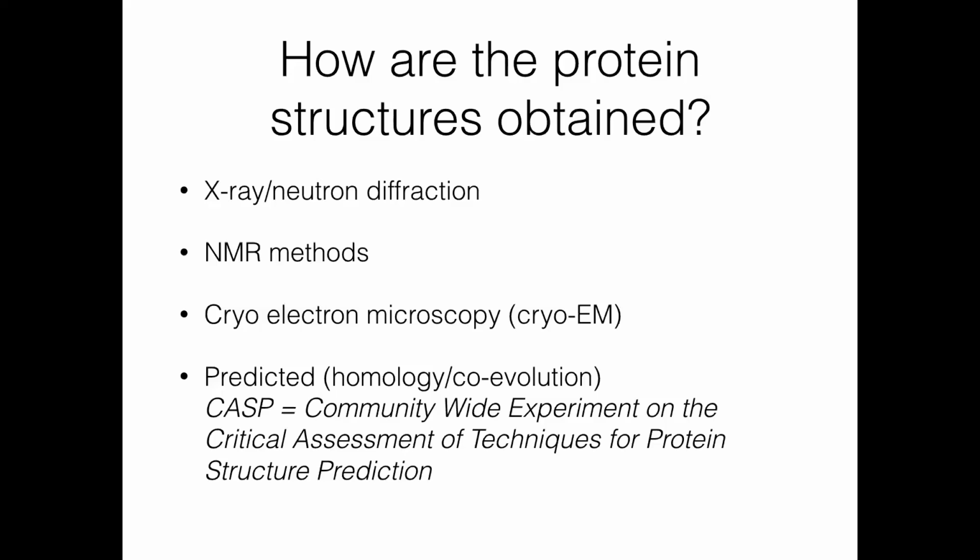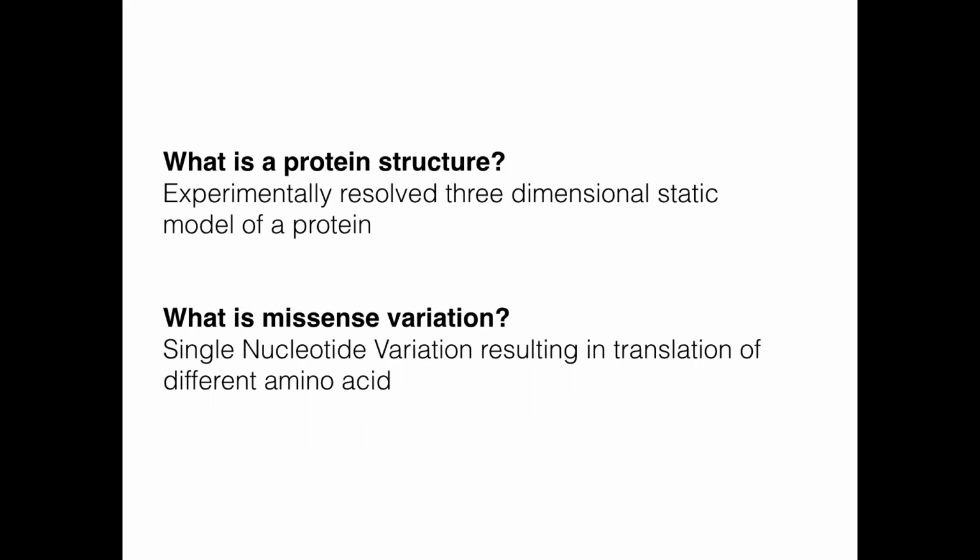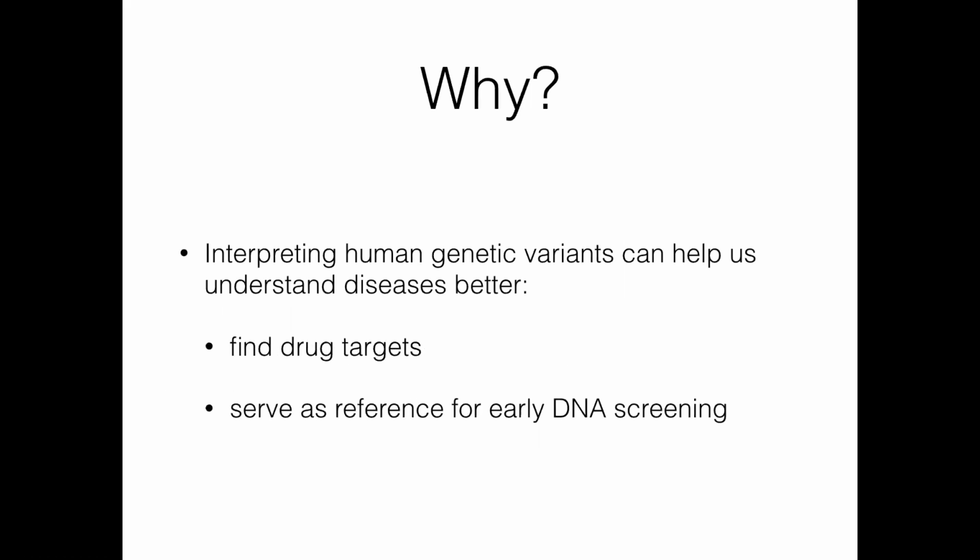So to the second question, what is a missense variation? In the genome, it's a single nucleotide variation resulting in the translation of a different amino acid. So the coding for one amino acid changes and you'll get another amino acid. Why are we interested in this? Understanding human genetic variants better can help us understand diseases better. Two examples: we can use the proteins to find drug targets, and knowing which variants are damaging can serve as a reference for early DNA screening, for example.